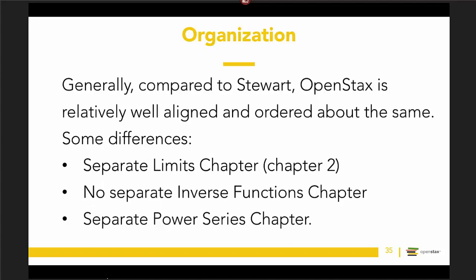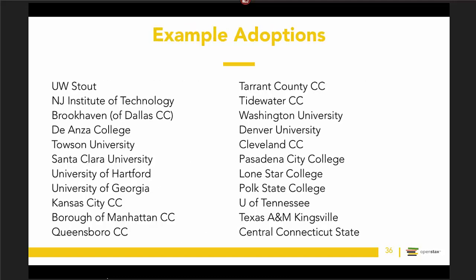Let me just do a quick comparison to Stewart. It very closely aligns, with about the same number of chapters. Some differences: we have a separate limits chapter. Stewart has an inverse functions chapter. Our book does not. The content is covered, but we just don't cover it separately. And we also have a separate, but brief, power series chapter. There are other differences on a smaller scale, which I'll cover. You'll actually see faculty's feedback on another piece in a second. Here are just some example adoptions of the calculus book.